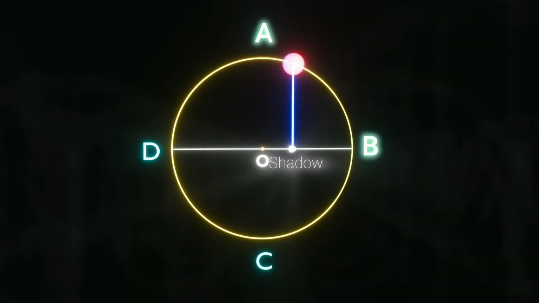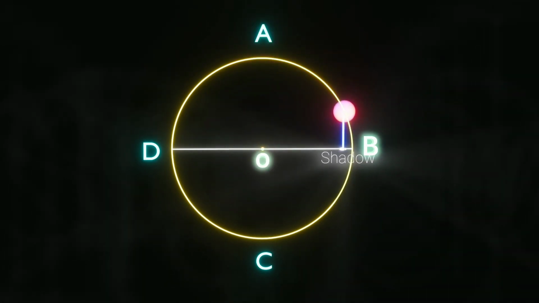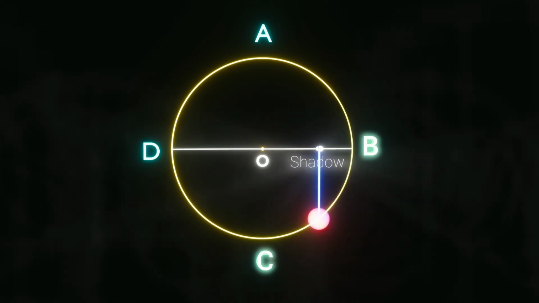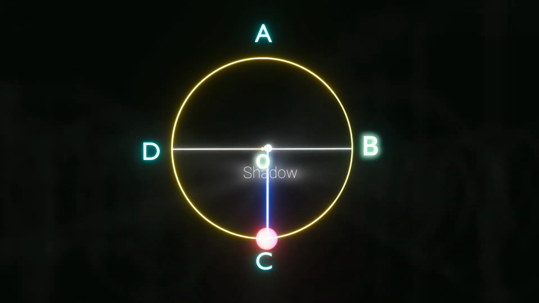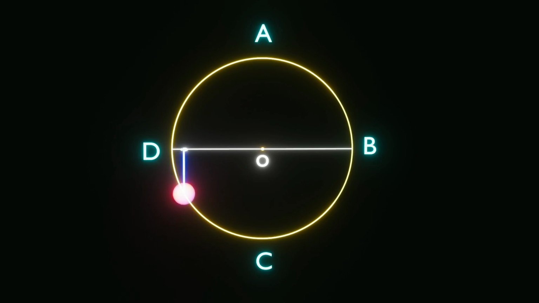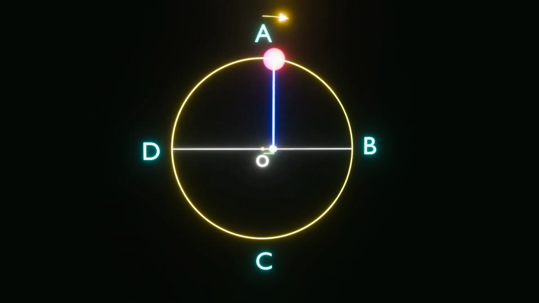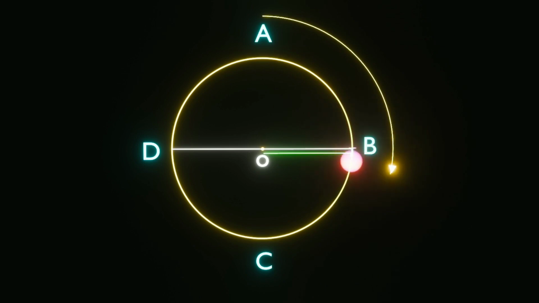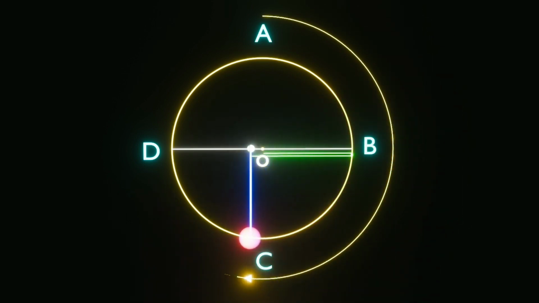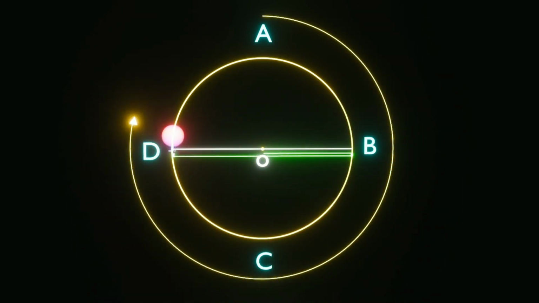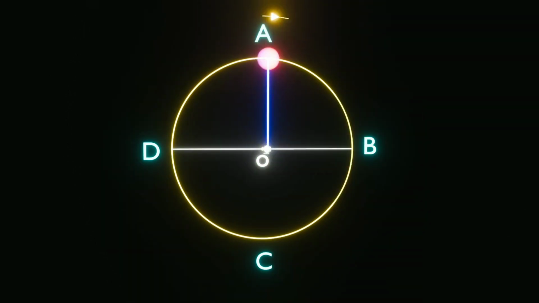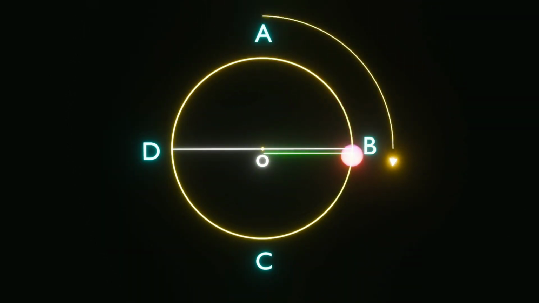When the ball moves from A to B, its shadow moves from O to B. Then, as it moves from B to C, its shadow goes from B to O. This keeps happening as the ball moves around the circle. When the ball completes one full turn, its shadow has moved back and forth once, like a pendulum. This shows that the shadow's motion is like simple harmonic motion.